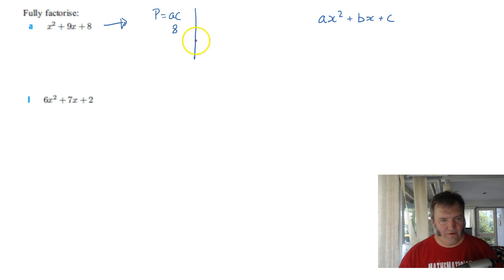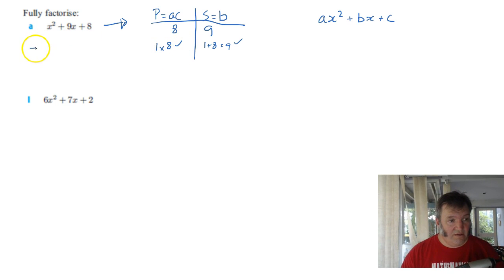The sum of the two numbers I am looking for needs to equal b, the coefficient of the x term. What's the coefficient of the x term? 9. And pretty easily you will see, well, if I go 1 times 8, that's going to give me 8, and 1 plus 8, that's going to give me 9. So the numbers that I'm looking for are 1 and 8. These nice monic ones, we just go ahead and write those numbers in the brackets. x plus 1, x plus 8, and we are done.